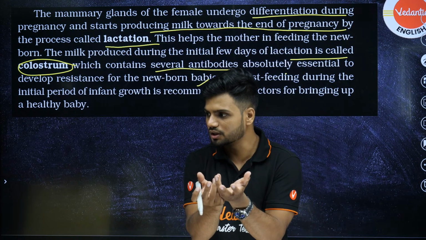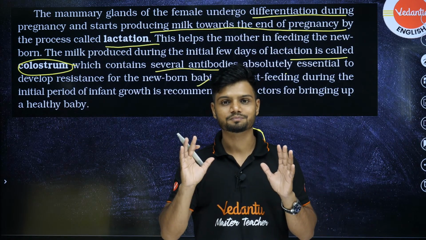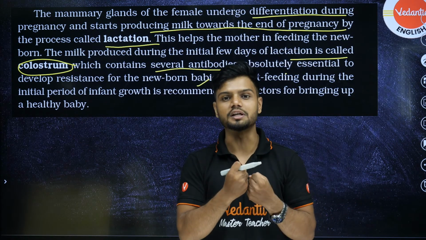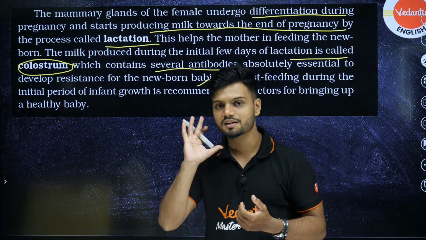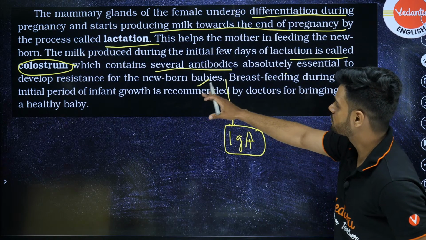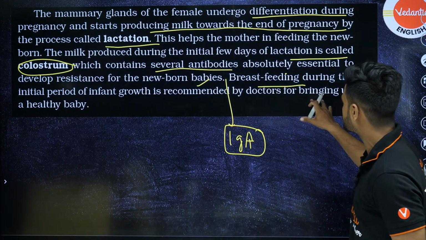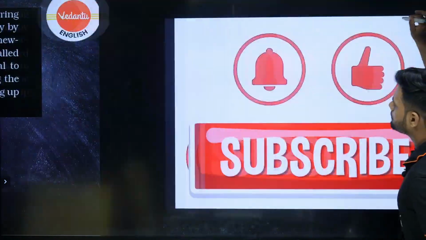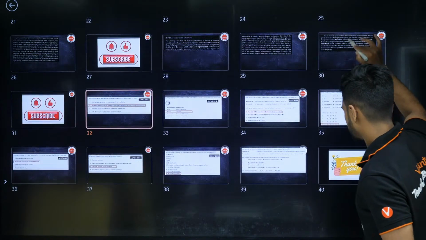Because once the baby is out, there are so many diseases around. To make sure the baby builds immunity, breast milk is the best. That is colostrum, absolutely essential for the development of resistance in newborn babies. Breastfeeding during the initial period of infant growth is recommended by doctors for bringing up a healthy baby. And this is your homework question. Let me show you.